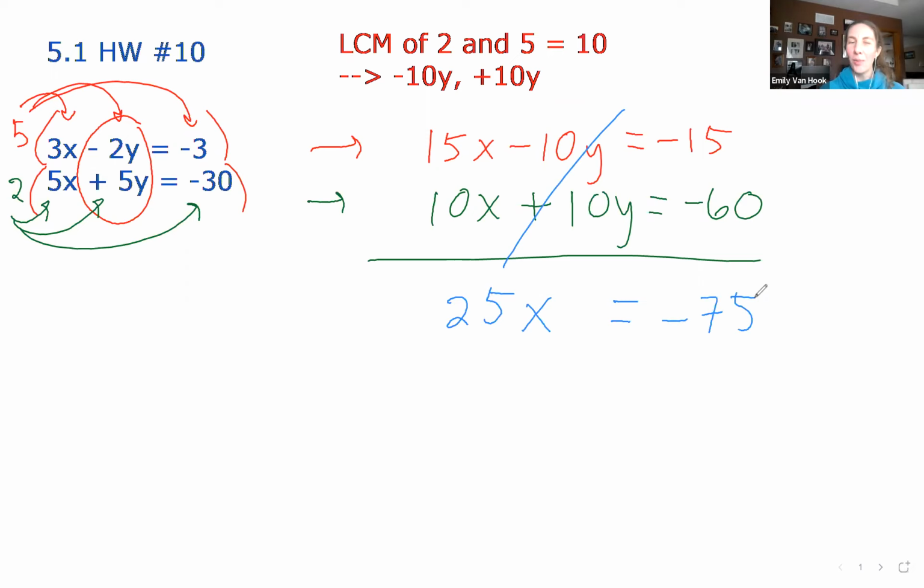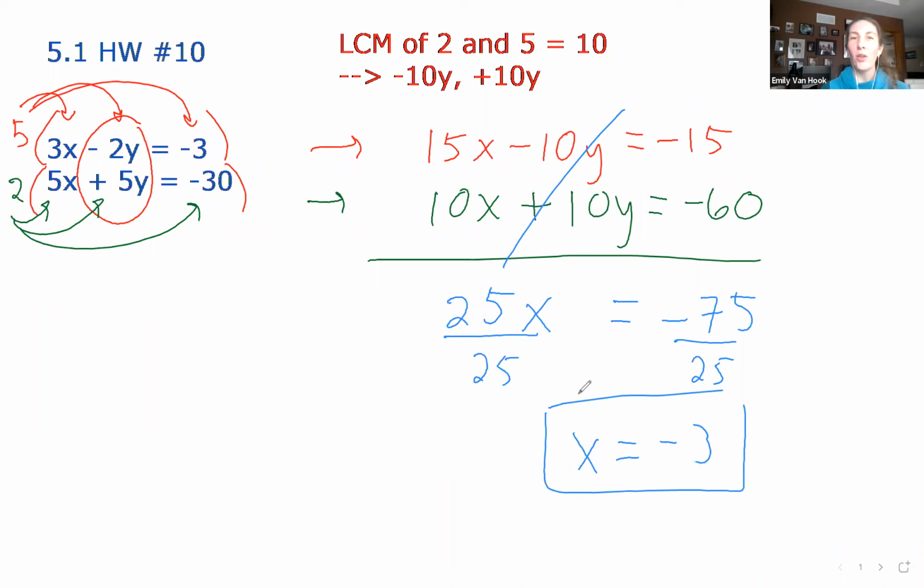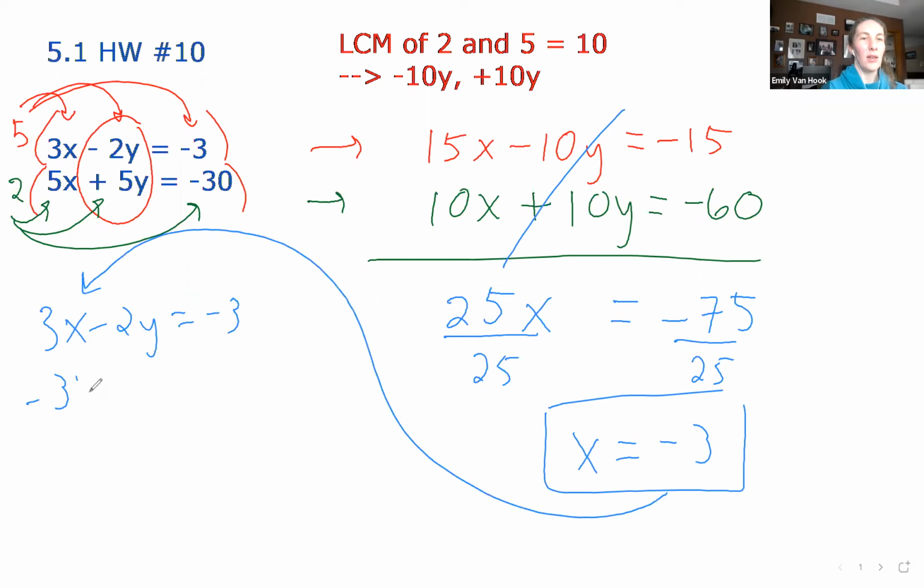You could probably take it from here, so feel free to just stop and move on to the next problem, but I'll keep going just in case we need it. Divide by 25, we would get x equals negative 3. Then we would plug back in to find y, using either of the equations. I'm going to use the first one, 3x minus 2y equals negative 3. We're replacing x with negative 3.